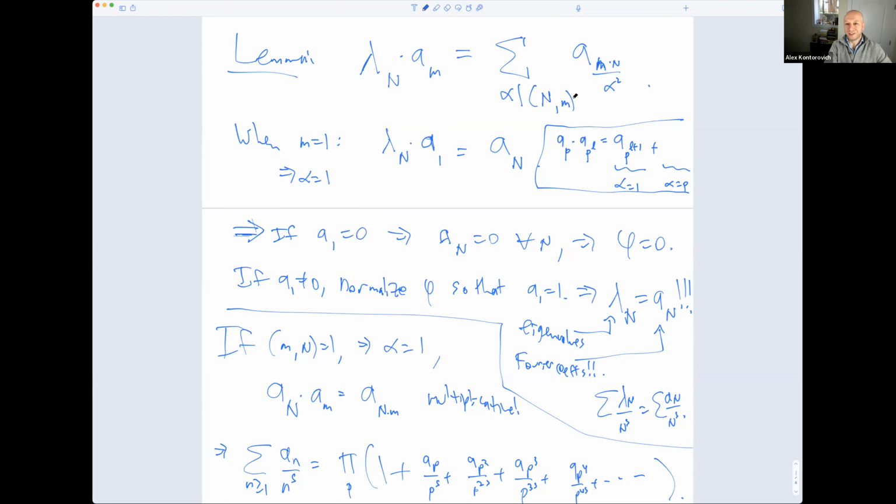We have the Hecke relation. When alpha is equal to p, I get a_p to the L plus 1 divided by p squared. So that's a_p to the L minus 1. Does that make sense?